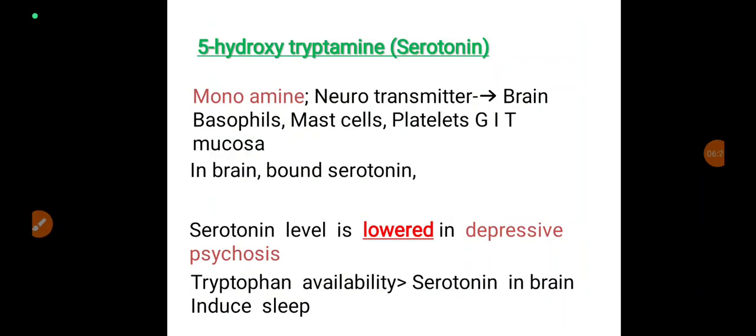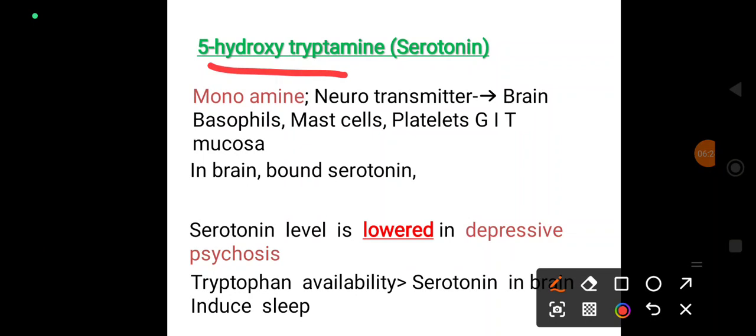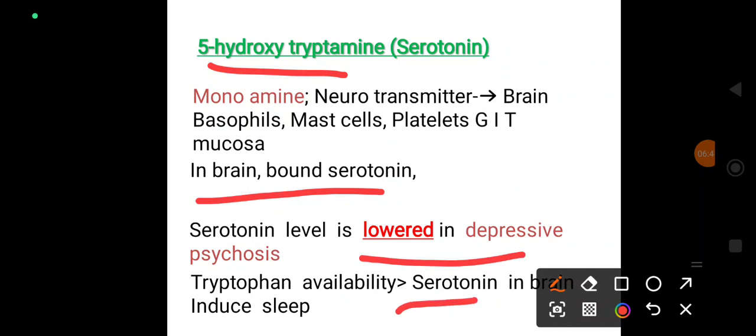Serotonin, otherwise called 5-hydroxytryptamine, is a neurotransmitter. It is released from brain cells, mast cells, platelets, and gastrointestinal mucosa. In the brain, it is present in the form of bound serotonin. Serotonin level is lowered in depressive psychosis, and there is increased availability of tryptophan. Serotonin level is also higher, which induces sleep.